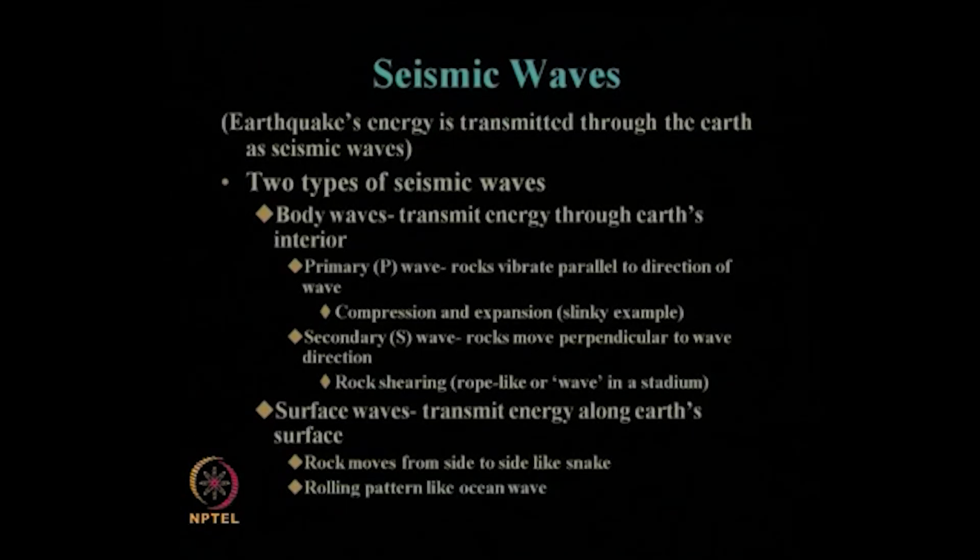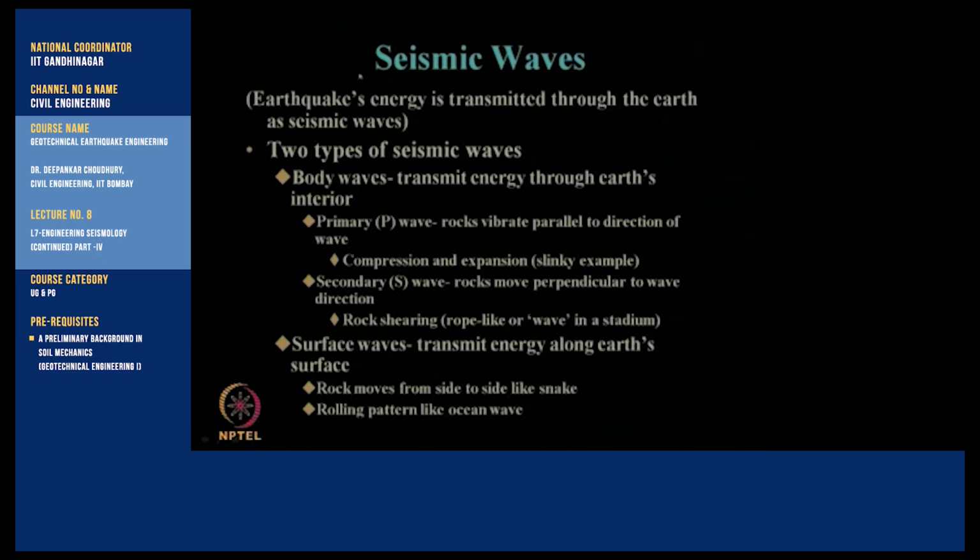Now, let us come to our subtopic on seismic waves. Through this process of earthquake, the earthquake's energy is getting transmitted through the earth as seismic waves. Waves get generated, they travel, and those waves are known as seismic waves. These waves are basically of 2 types. The basic classification of seismic waves is: one is called body wave, another is called surface wave. These are the 2 major types of waves.